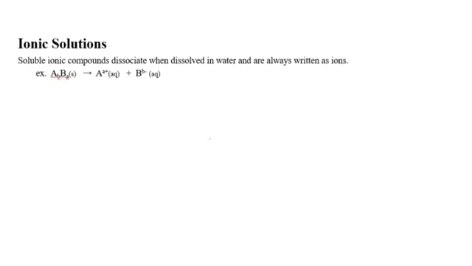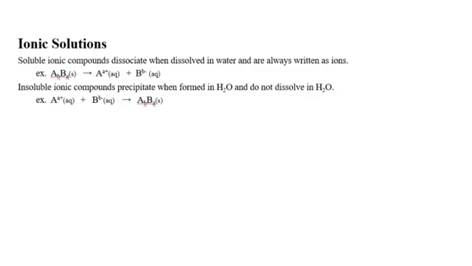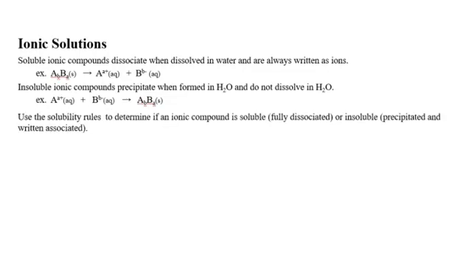So what is an ionic solution? An ionic solution is just basically ionic compounds dissolved in water. When they dissolve in water, they dissociate into ions. When they're insoluble, they precipitate out as the empirical formula, as the compound itself. So they can precipitate out as a product, or if an insoluble compound is a reactant on the other side, then it never dissolves in the first place, so it stays as ions.